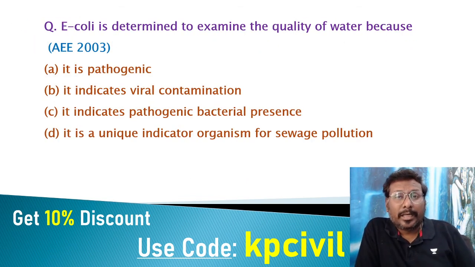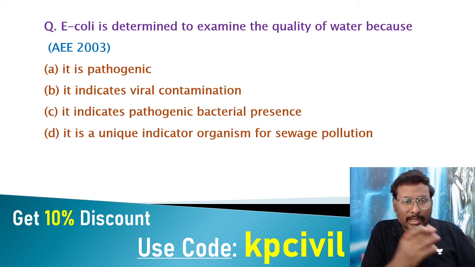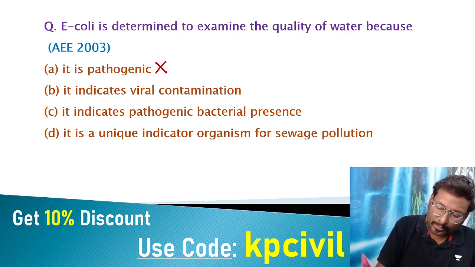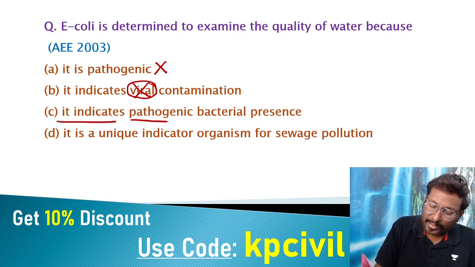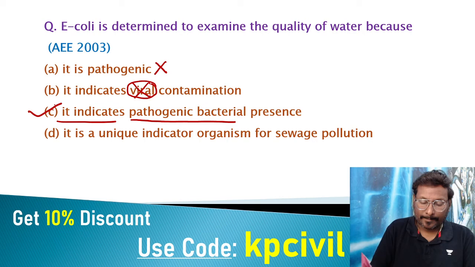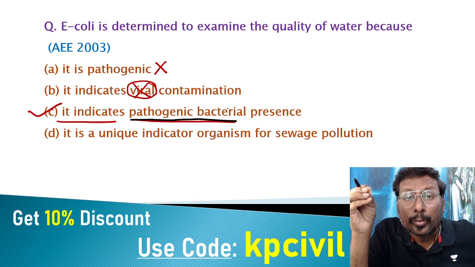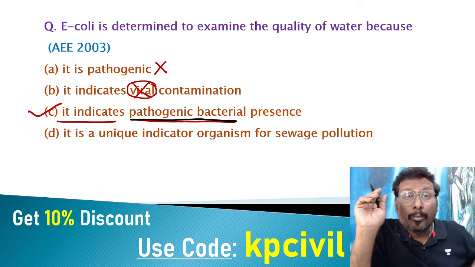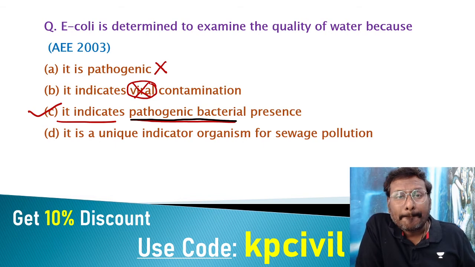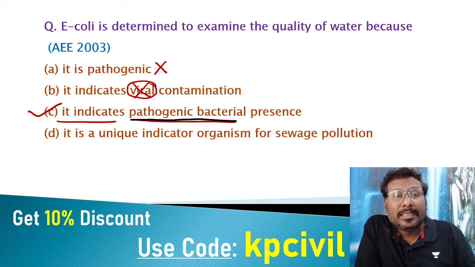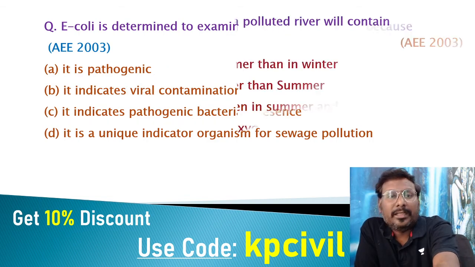E. coli is determined to examine the quality of water. Why? Is it a pathogen? I told you already, E. coli is not a pathogen. It does not cause any viral contamination. It indicates pathogenic bacterial presence. E. coli is an organism which enters through human fecal contamination. The mode of entry of pathogenic bacteria and of E. coli is the same, both enter into water through fecal contamination. So it indicates presence of pathogenic bacteria.